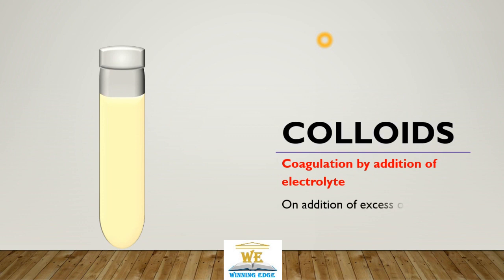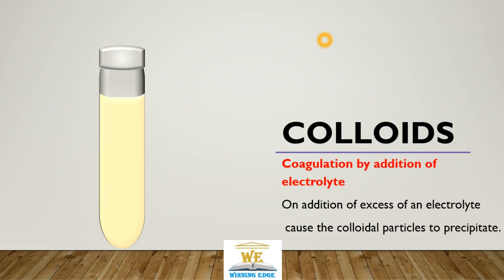By addition of electrolyte. Addition of an excess of an electrolyte causes the colloidal particles to precipitate through neutralization. We add to the colloidal solution an electrolyte which carries a charge opposite to our colloidal solution.